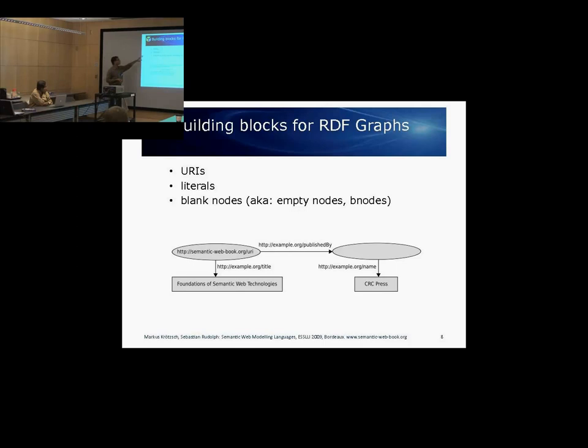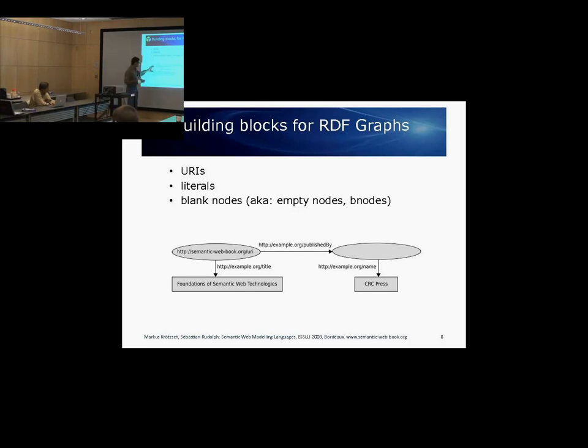Then the second thing which we need are the literals, which are the actual values of these properties. If my name is a string, then that becomes the literal in this case, or representing the year 2009. And then sometimes you also have to use blank nodes, which are empty nodes, sometimes represented as B nodes. So if you see that format written anywhere, then please treat it as blank nodes.